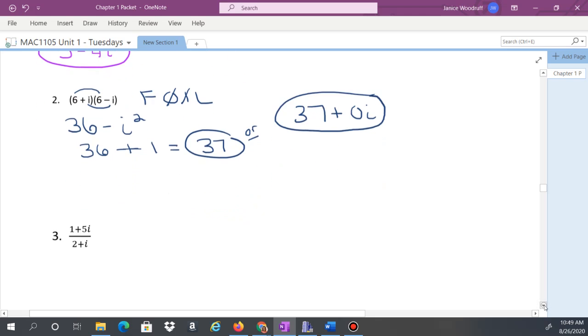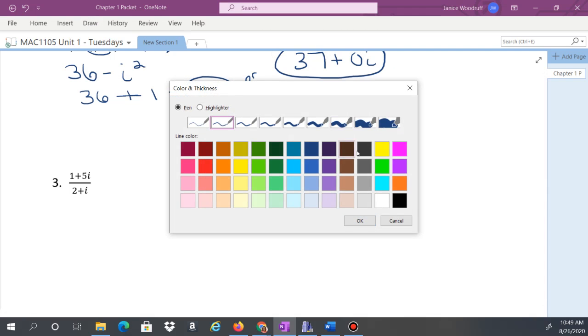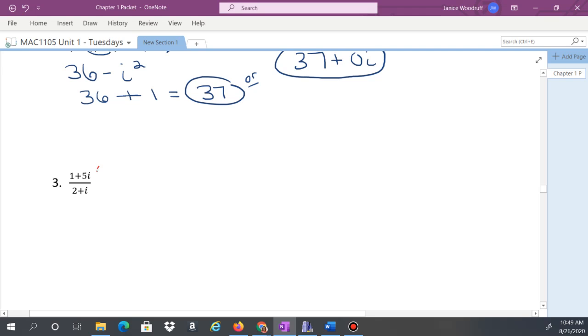All right, and then we have another one with a complex conjugate. So here I'm going to multiply. What am I going to multiply by? 2 minus i. Good. So in the top and the bottom, 2 minus i. So we just changed the sign of the term in the middle.